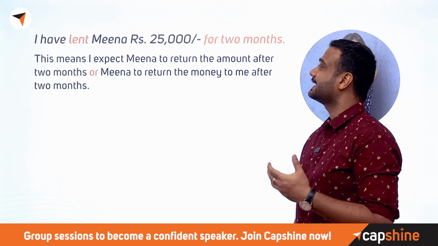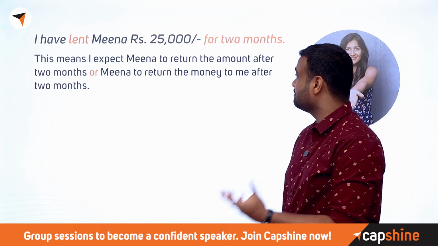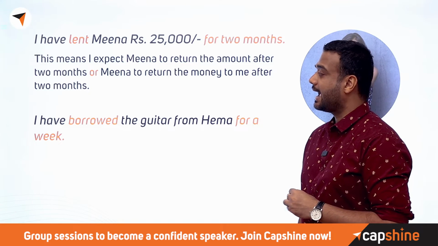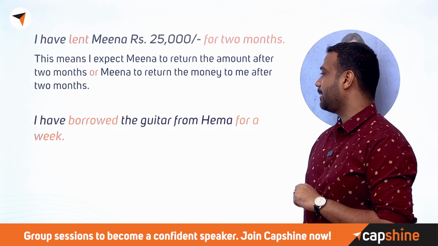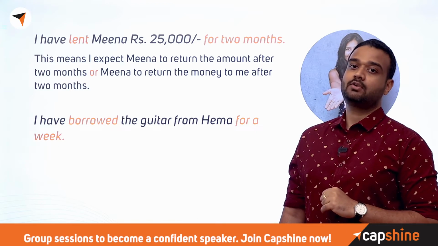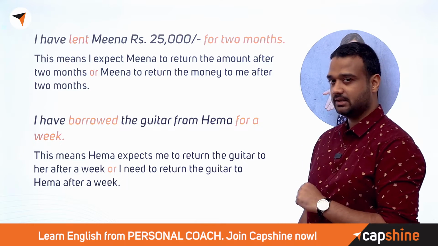So this means I expect Meena to return the amount after 2 months, or Meena to return the money to me after 2 months. Essentially the same thing. I have borrowed the guitar from Hema for a week. Again, it suggests that you intend to only use it for a week and return it after that. And that's essentially what that says.